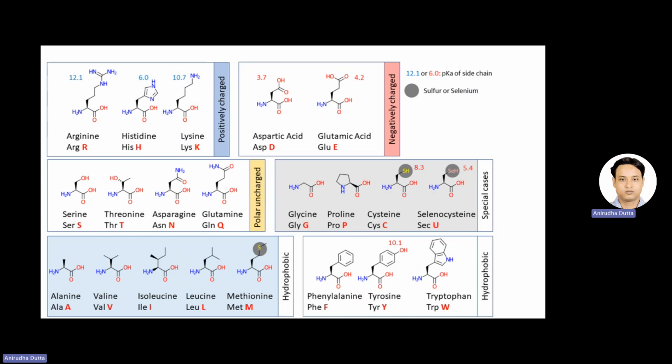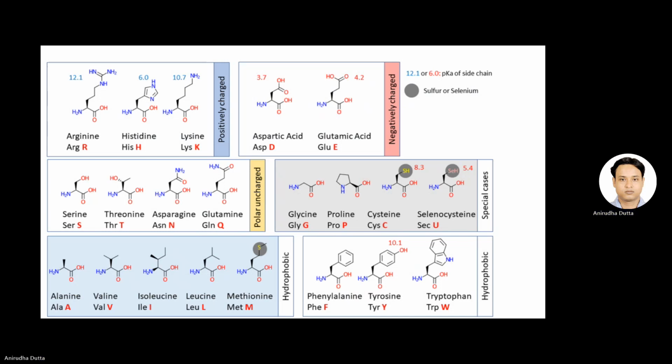If it has more hydrophobic residues, then it will be less stable in solution. If it has more hydrophilic residues, then it will be much more soluble in solution. So depending on the composition of the amino acids, the properties of the protein in solution vary.